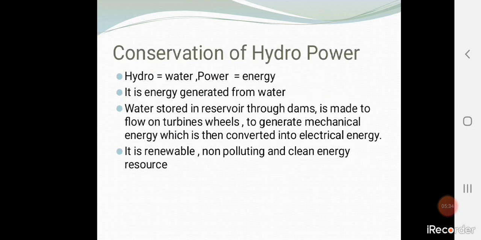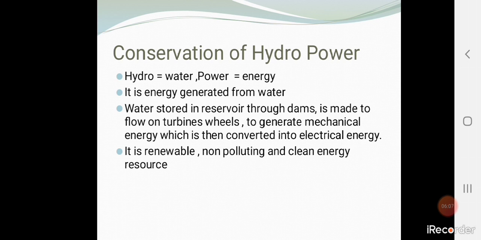Now, the next important point is conservation of hydropower. Do you know the meaning of hydropower? Here you can see, hydro means water and power means energy. So definitely it is an energy generated from water. The word indicates clearly that it is energy generated from water.